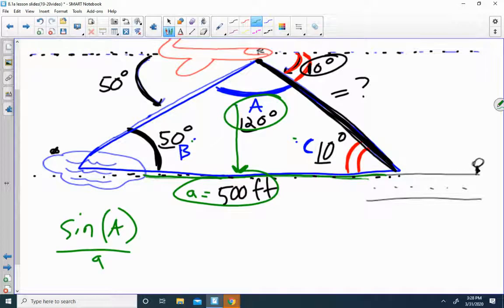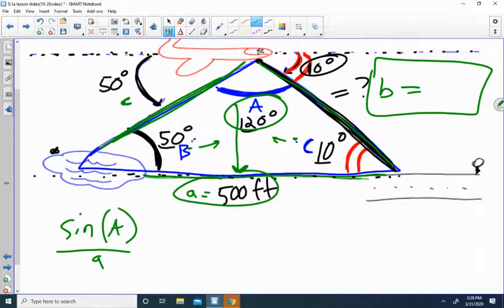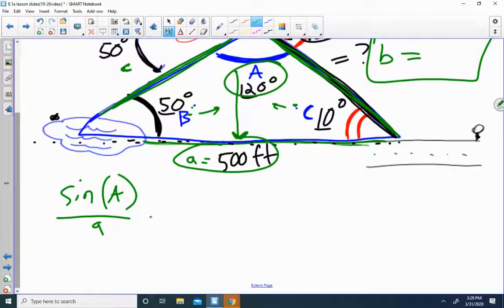And, well, let's go ahead and label the other sides. If this is big B, that means its opposite side, or this side over here, has to be little b. And this is big C, so its opposite side has to be little c. But we're not really concerned about little c, because we're not concerned about the distance from the plane to the lake. We're concerned about the distance from the plane to the runway, or in other words, little b. So literally, we're just finding the side of little b, and that'll tell us the distance from the plane to the runway. So let's go ahead and use that.